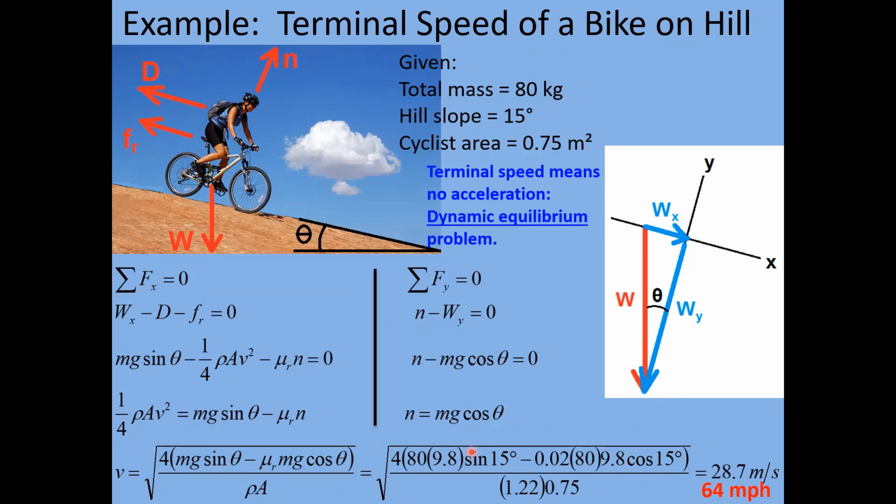So when you do the math here and the dust finally settles, we get our answer, which is 28.7 meters per second. That converts to about 64 miles per hour.